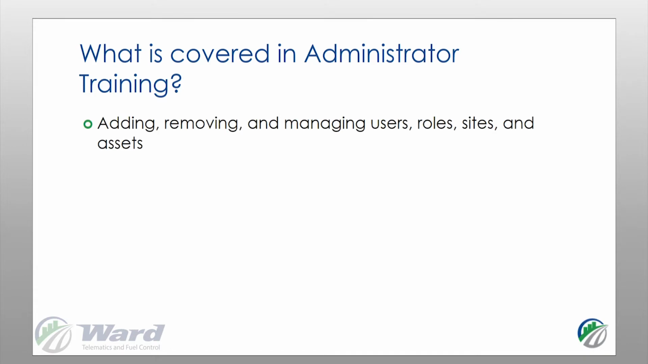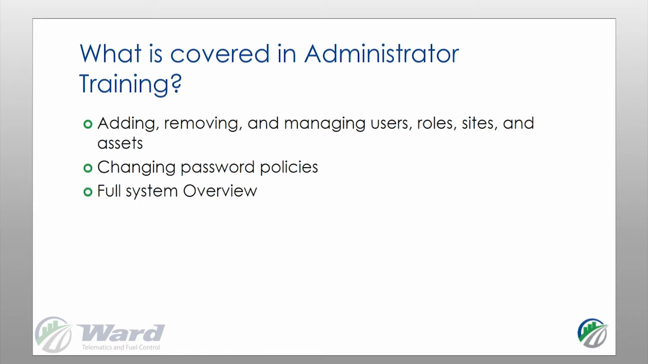So the first thing would be adding, removing, and managing users, roles, sites, and assets. We have changing the password policies inside of the system. This isn't just changing a password, but this is changing what is required to make a password. So how many capital letters do you need? How many passwords does it remember so you can't use the same password over and over again? We have the full system overview, and then we also have reviewing the audit trail. And reviewing the audit trail is just simply going through and seeing who did what, at what time, what machine did they do it from, and what did they change inside of the system.